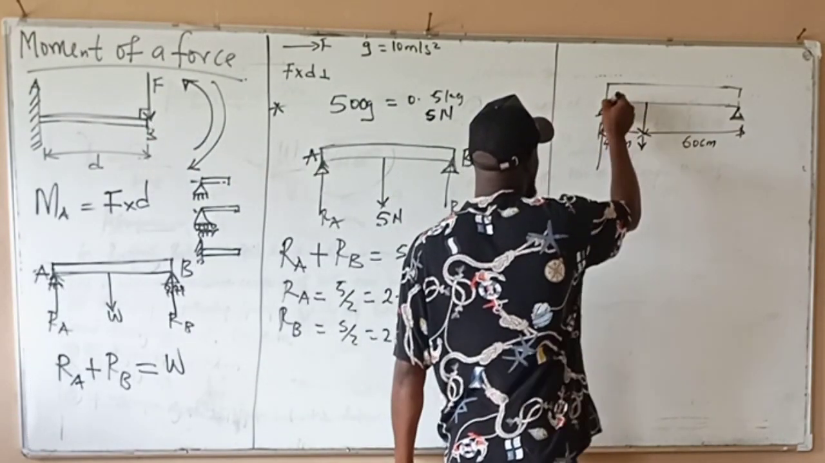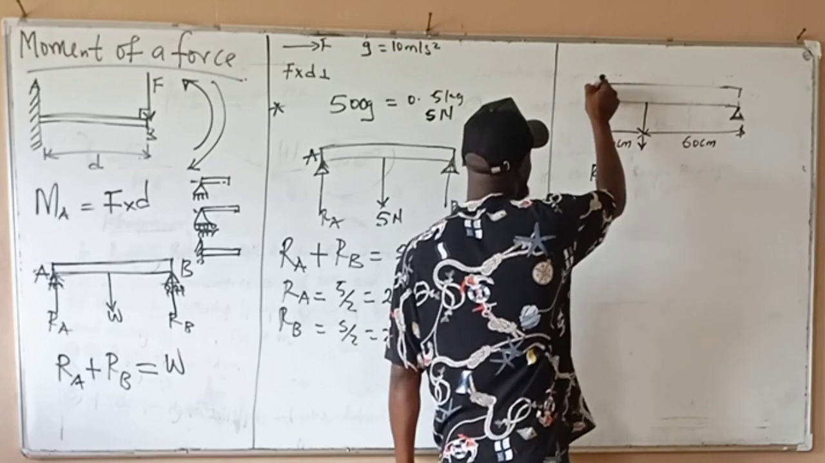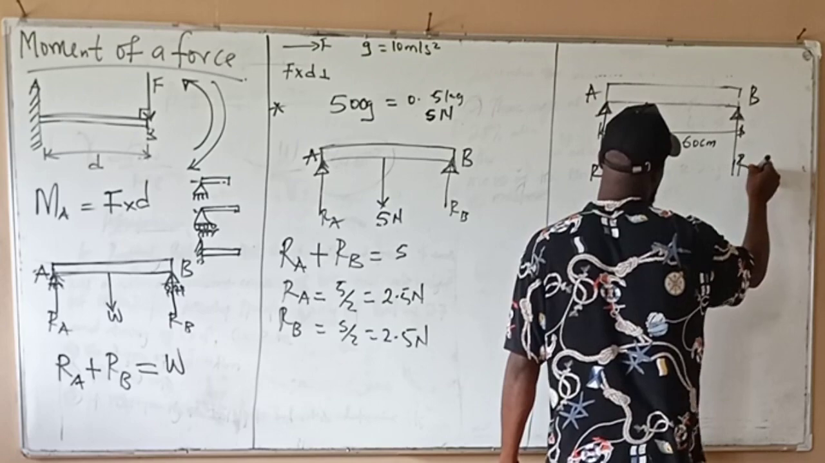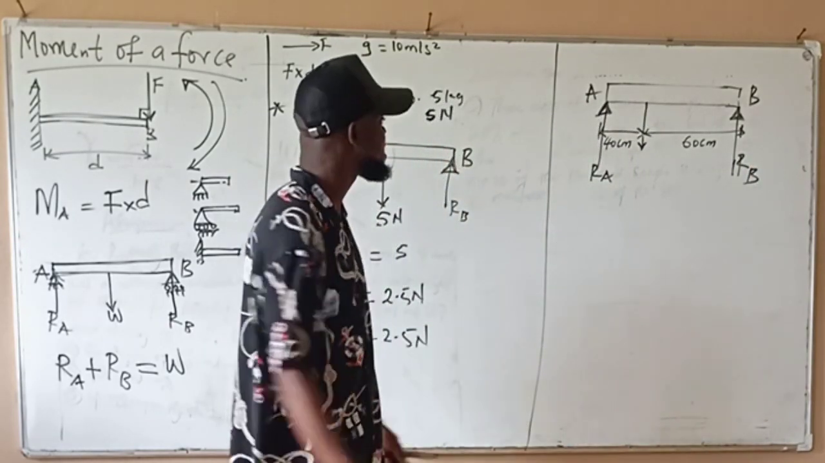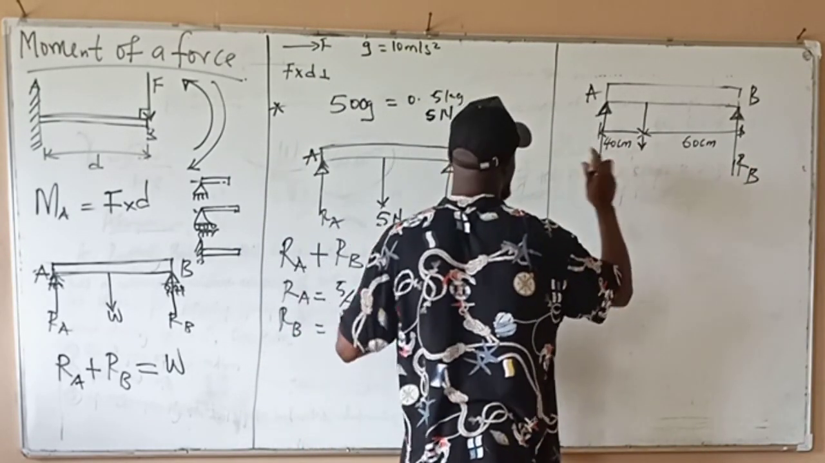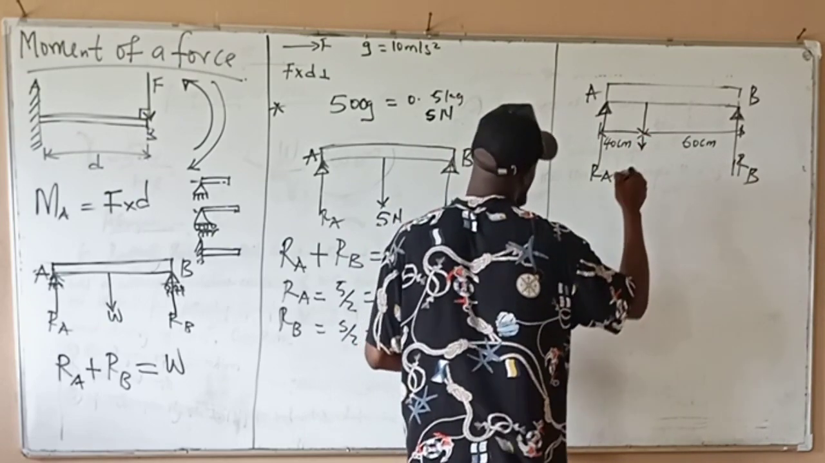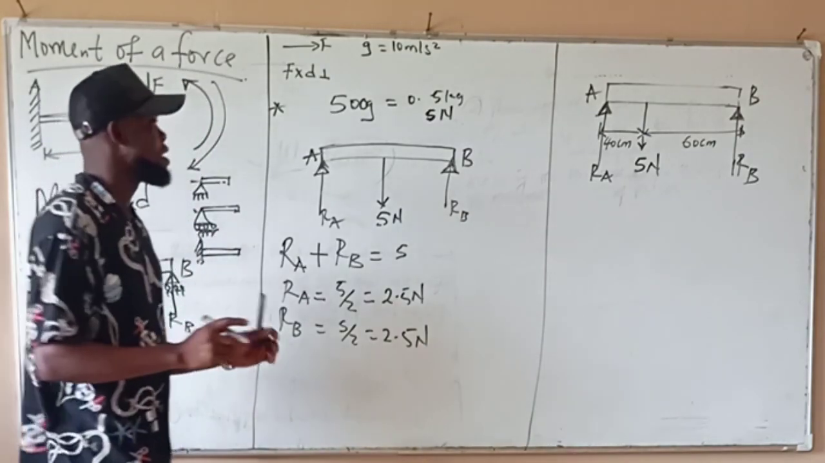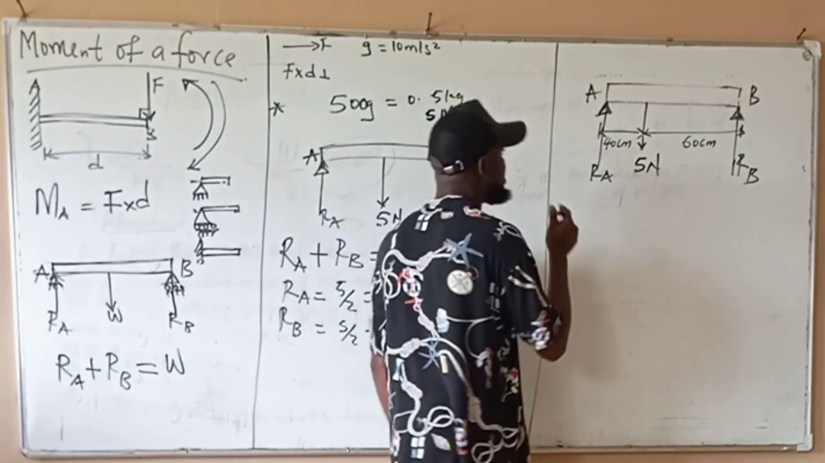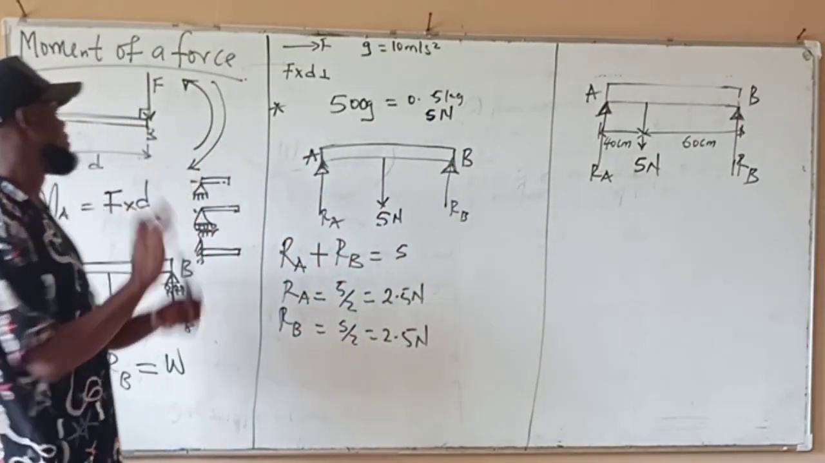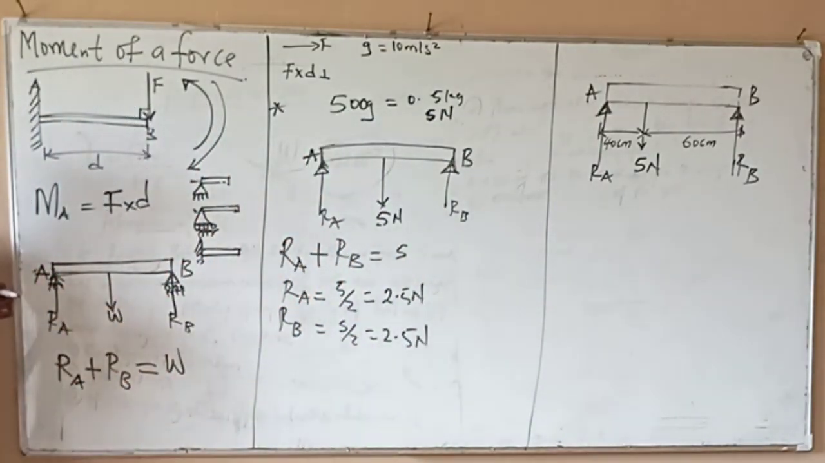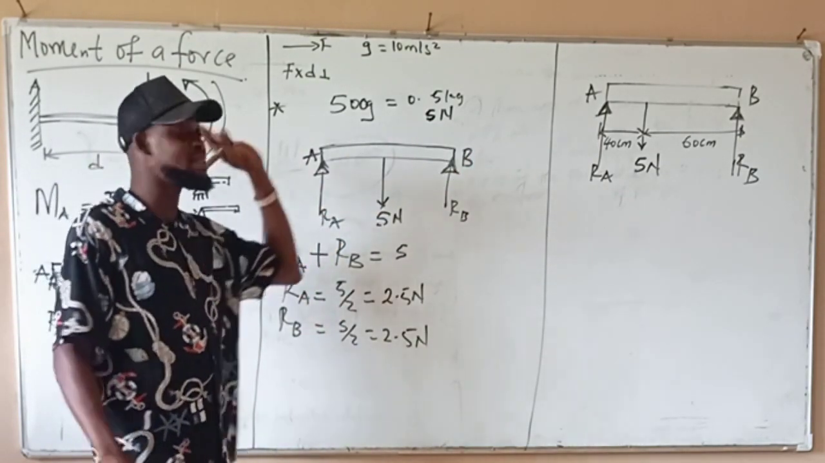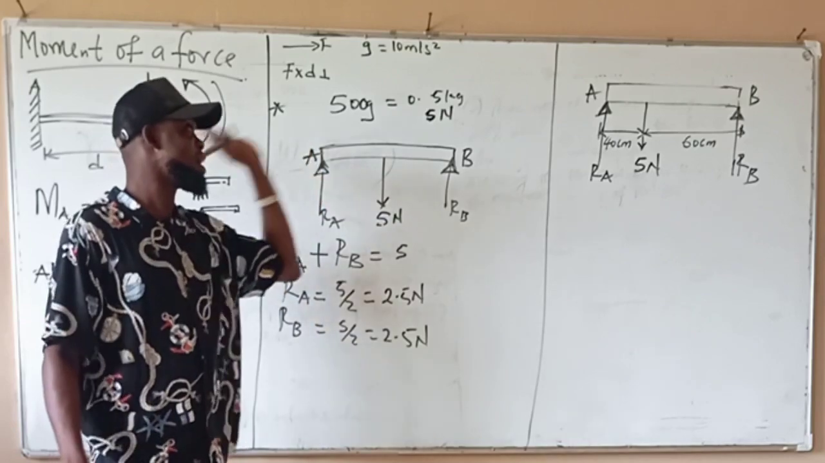So we have arrow A here, this one is point A, and this one is point B, and we have arrow B here. So how are we going to do this? Let's assume the weight is still 5 newtons. Everything is still the same. The only thing that's different here is that the weight is now 40 cm to A and 60 cm to B.